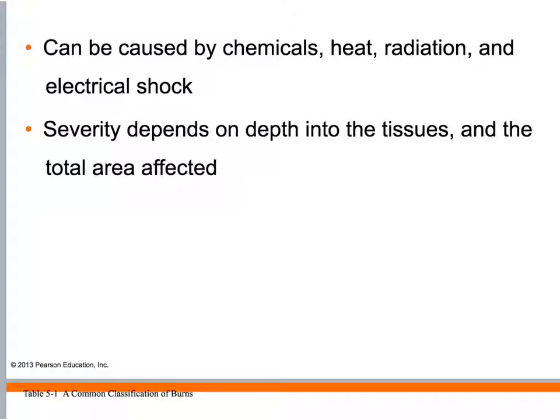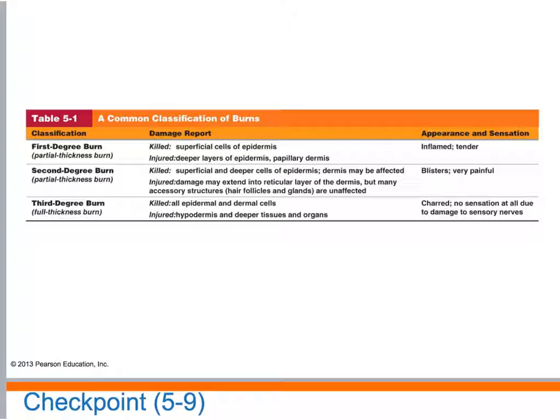Burns can be caused by chemicals, heat, radiation, electrical shock. The severity depends on the depth into the tissues and the total area affected. There are three classifications of burns: the first degree burn, second degree burn, and third degree burn. In the first degree burn, the superficial cells of the epidermis are killed and the lower layers of the epidermis are injured, and it's inflamed and tender.